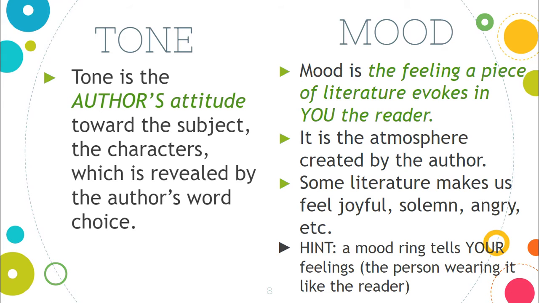Mood is your feelings, the atmosphere that is created by the author. Sometimes literature makes us feel joyful, solemn, or angry. This might be very different than how the character is feeling. And a little hint to help remember that: when you wear a mood ring, whose feelings does the mood ring reveal? It reveals the person who is wearing the mood ring, that is you, the reader. So mood is how the reader feels, and tone is the author's attitude towards the subject. And both of these are determined by word choice.